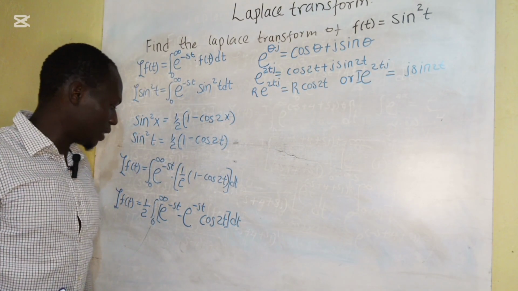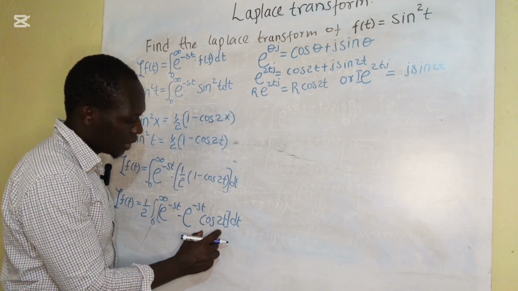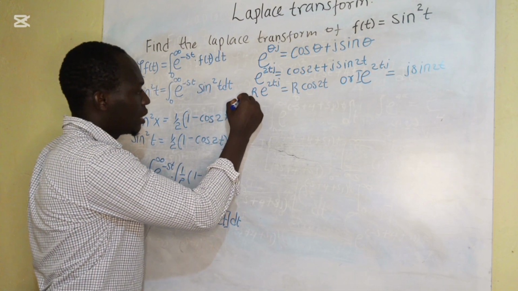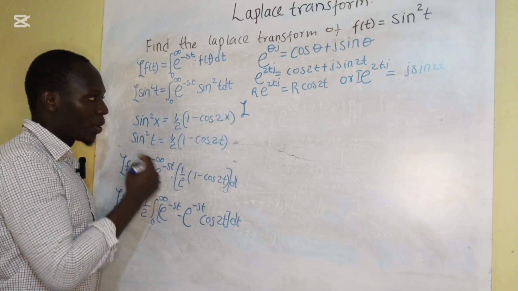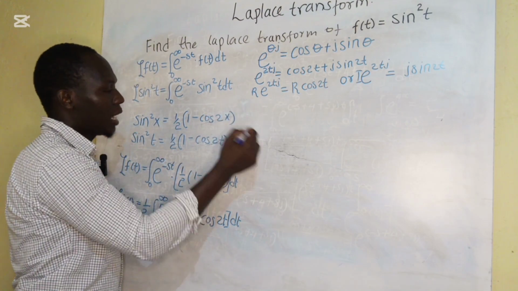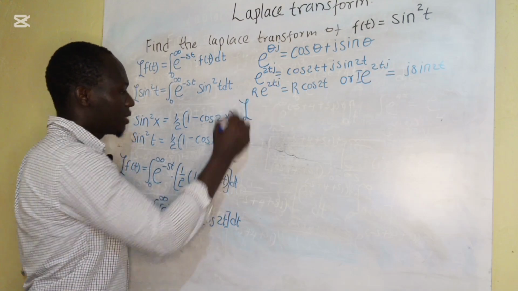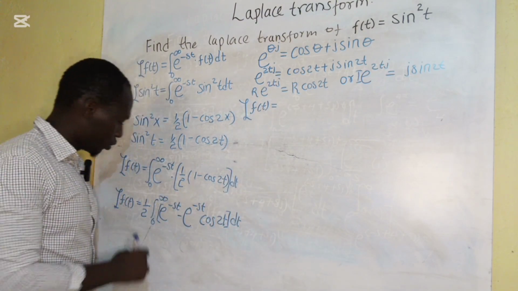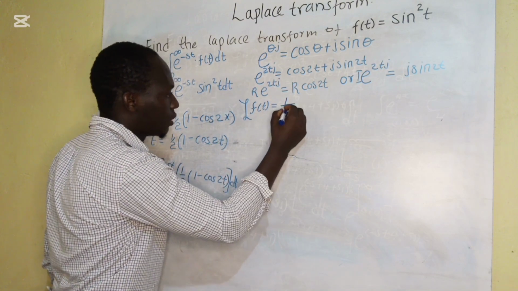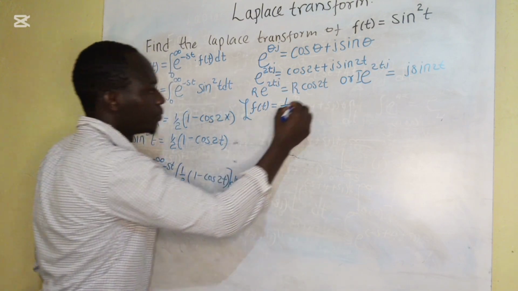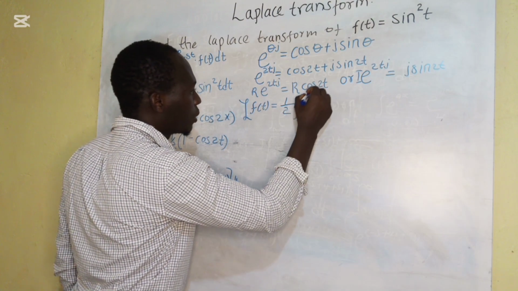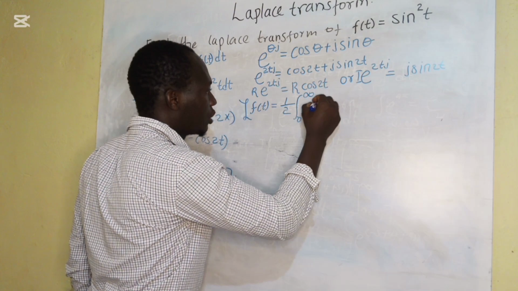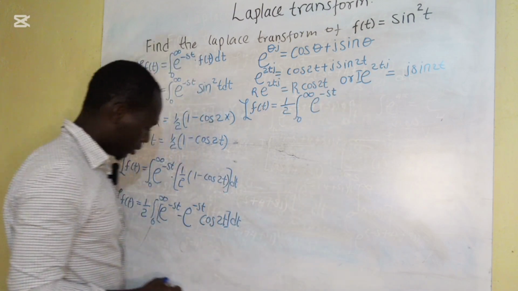Let us now proceed with our working, because we've converted now cos 2t into an exponential. We can say now that the Laplace transform of now our function f of t is equals to a half into an integral with respect to our limits exponential negative st.